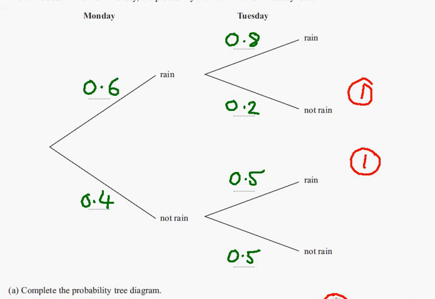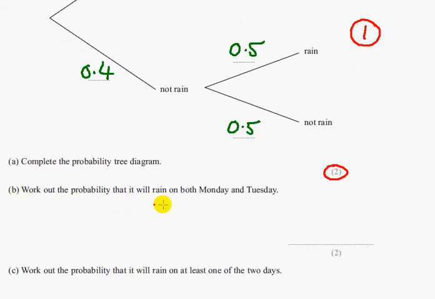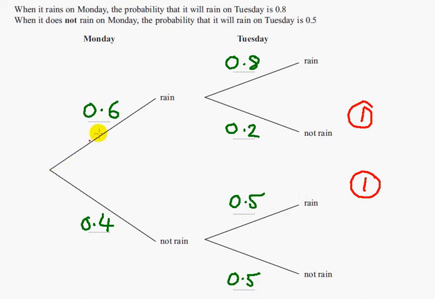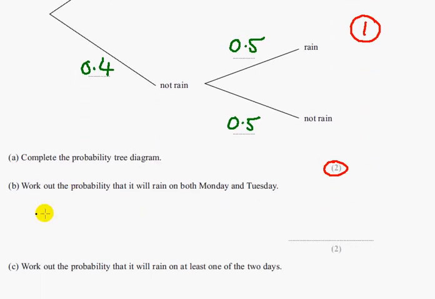Now, part B says work out the probability that it will rain on both Monday and Tuesday. It will rain Monday and Tuesday. So that means rain and rain. So we want this probability here. Now I'm going to put a star there. Now remember, you multiply across the tree. So 0.6 times 0.8 will give us the probability of rain and rain. So 0.6 times 0.8 will give us 0.48 as an answer.